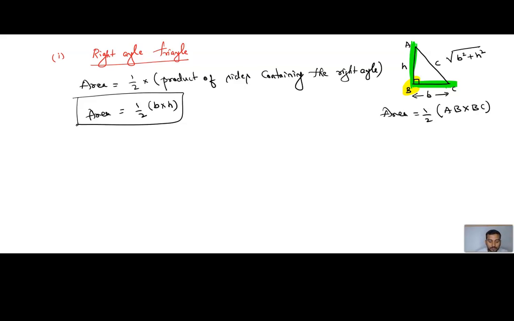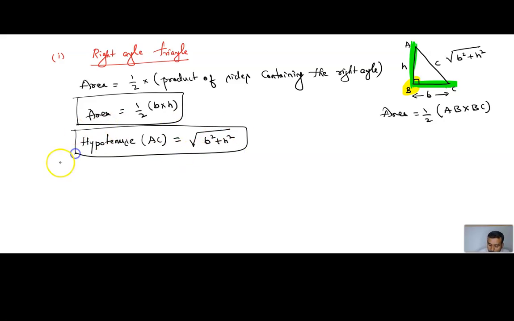Any doubts? Good. So, remember, hypotenuse is AC. What is AC called? Hypotenuse. Remember, AC is called the hypotenuse. So, what is the formula? Root of B square plus H square. We use this formula also.